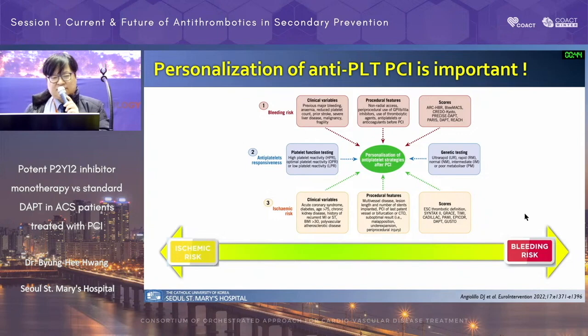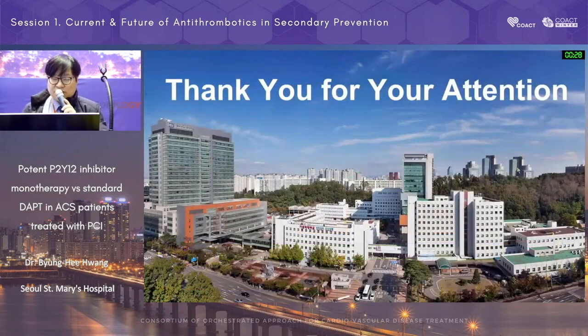Actually, this is my last slide. I think there are many things to consider about antiplatelet therapy after PCI. We have to do more studies, but personalization of antiplatelet therapy after PCI is important. Thank you for your attention.